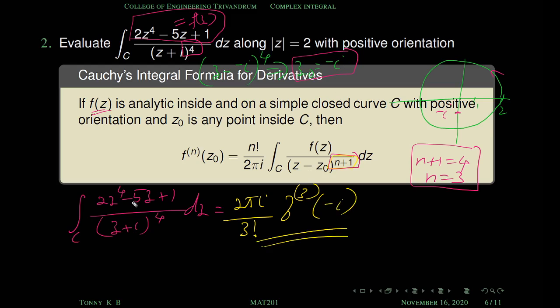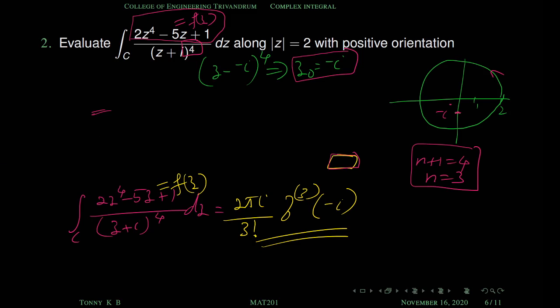So the integral over C of f of z by (z plus i) raised to 4 dz is equal to 2 pi i by 3 factorial into f3 of minus i. f3 means the third derivative of this function f of z. So what about the third derivative? Now we have to find the third derivative.